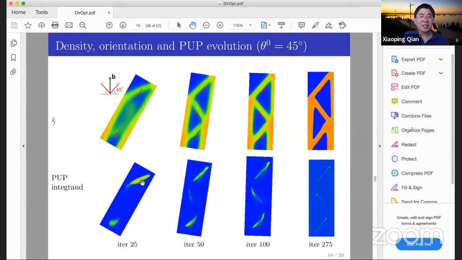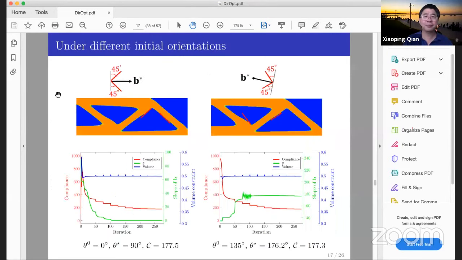And also you can see the PUP constraint from here gradually only along the tangent, the active line, the boundary where the PUP constraint is active. Here the initial angle is 45 degrees. We can try different initial angles. Instead of 45, we try 0 degrees, and we still converge to the same 90 degree overhang angle here. So this is 90 degrees, initially vertical here.